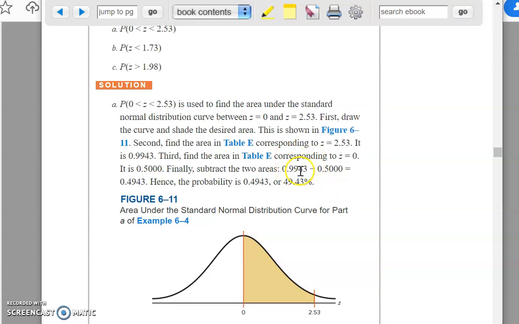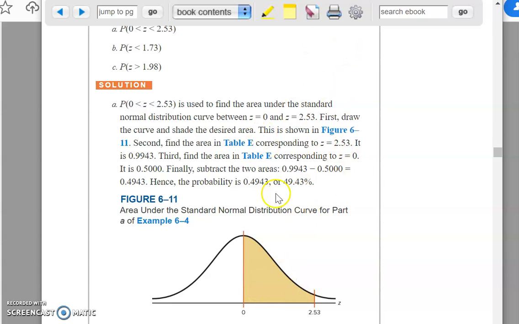0.9943. That's the area to the left of 2.53. That's the entire area, but we don't want the entire area. We want it only from 0 to 2.53. So we've got to subtract out the area that's to the left of 0. To the left of 0 is a certain amount of area. To the left of 2.53 is a certain amount of area. You subtract, and that tells you how much is left over.